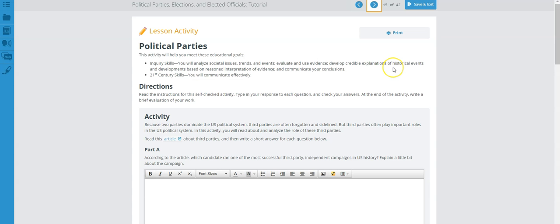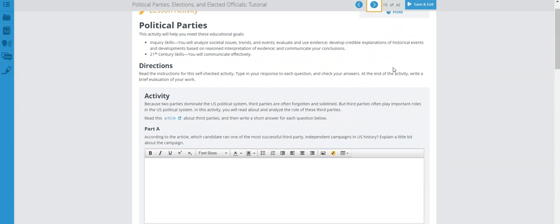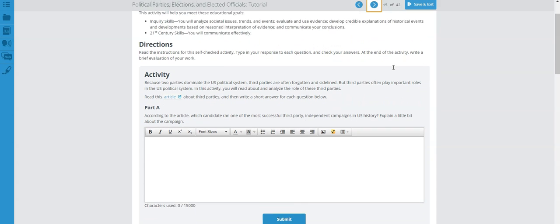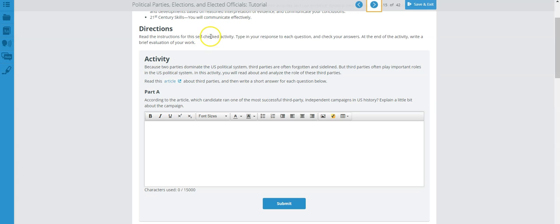Let's move on. This is our first lesson activity, and this is page 15 of Political Parties, Elections, and Elected Officials tutorial. Let's go over some of the directions so you'll know exactly what to do here and you can get the best grade possible from your teacher. Read the instructions for the self-check activity. Type in your response to each question and check your answers. At the end of the activity, write a brief evaluation of your work. This is what it's saying here for the activity.